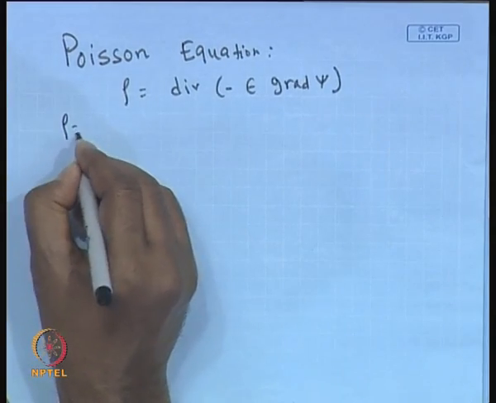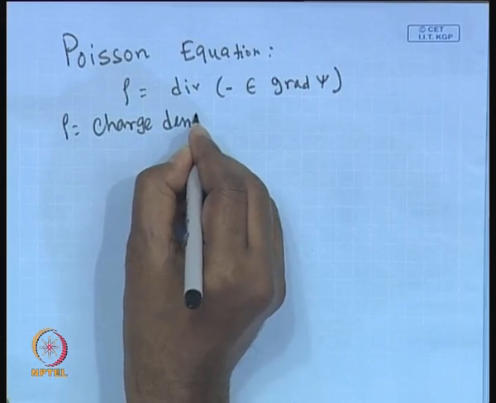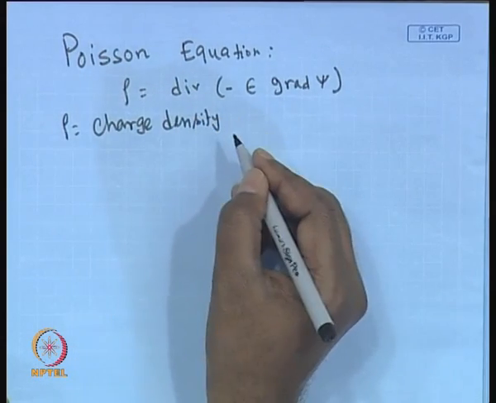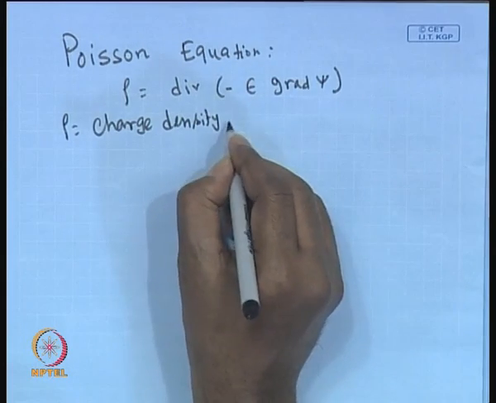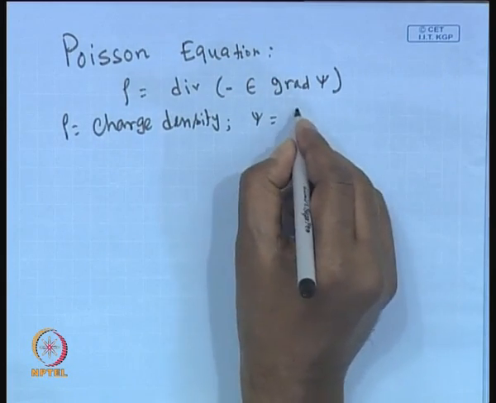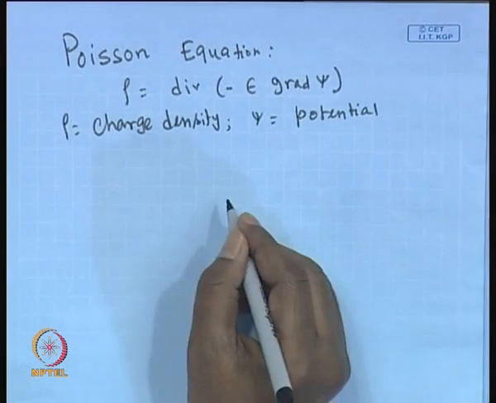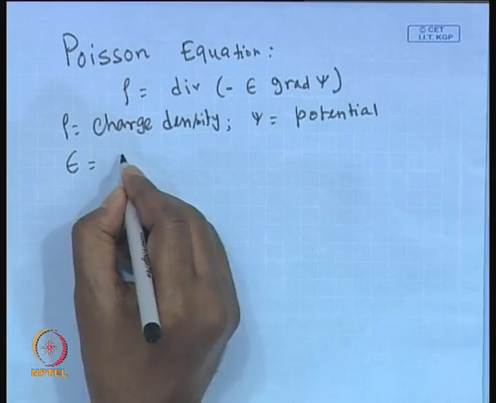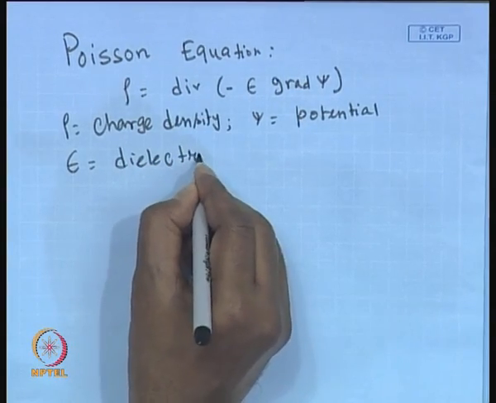Now, what is rho? Rho is the charge density, and we have already defined the charge density earlier. And what is psi? Psi is the potential at any location x, let us say. And what is epsilon? Epsilon is dielectric constant of the medium.